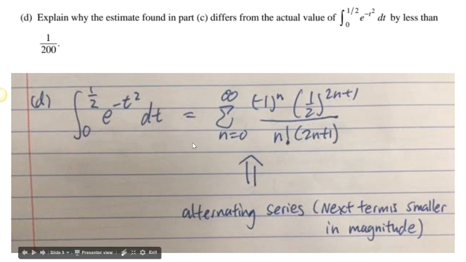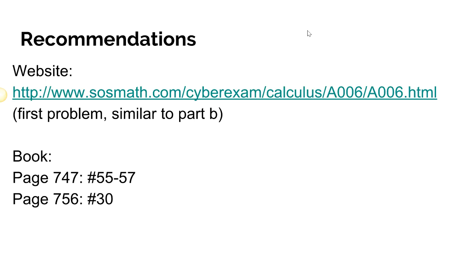And we see that this new summation that we found, which is equivalent to the integral, is an alternating series, which means that the next term is going to be smaller in magnitude every time n increases. The next term will be smaller and smaller, which is why the estimate differs by less than 1 over 200.